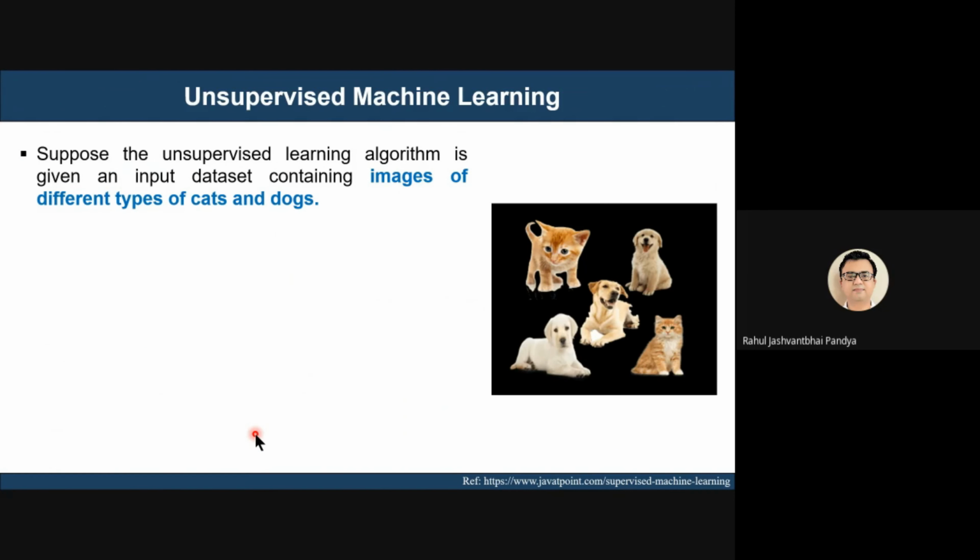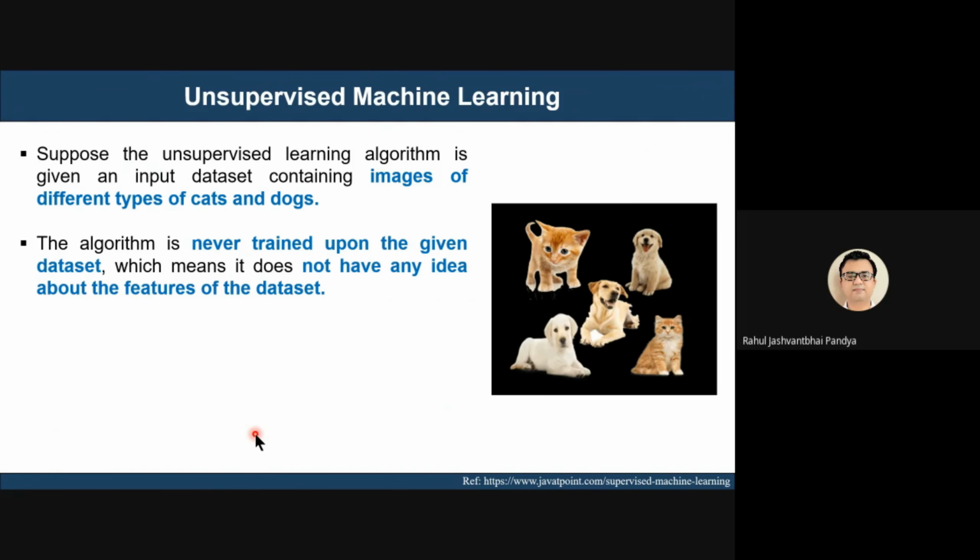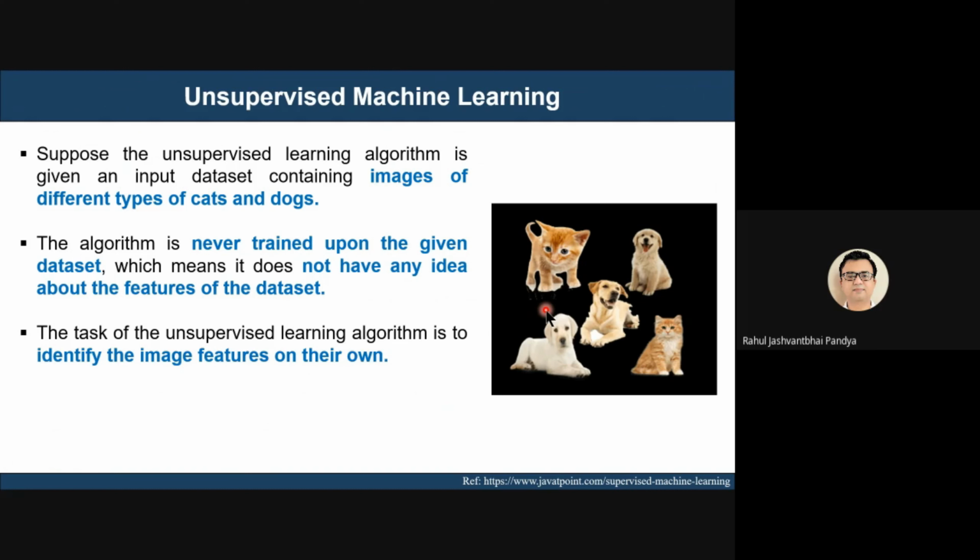Let's say I give different types of images, cats and dogs, to a machine, and the algorithm is never trained upon the given data set, which means it does not have any idea about the features of the data set. We haven't given any labels. That's the job of my unsupervised machine learning model: to identify the pattern, put the images into different groups, and extract the outcome when a new input is given. So the task of the unsupervised machine learning algorithm is to identify the image features on its own. It is expected to do its job without any supervision.